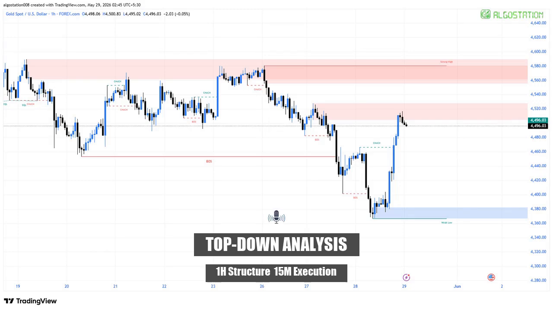Today we're breaking down gold using pure smart money concepts, liquidity theory, and institutional order flow. We'll analyze the higher time frame narrative first, then drill into the 15-minute execution model to identify where smart money is likely positioning next. Starting with the 1-hour time frame, the market structure overall remains bearish.